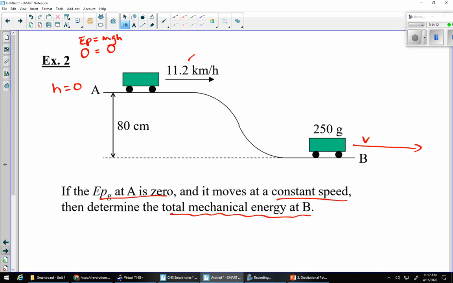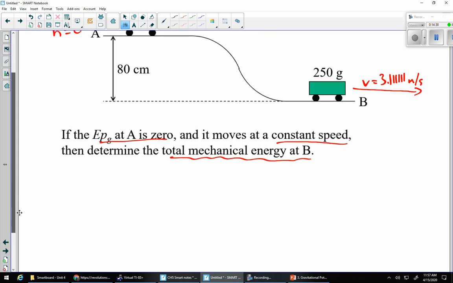One thing that we'll want to do, I want to get rid of that right away here. So I'm going to do 11.2 divided by 3.6 to give me 3.11111, a whole bunch of ones, meters per second. Meters per second is much better, and it's constant speed, so 3.11111 meters per second at the bottom as well. Cool, so let's go through and let's start plugging stuff in.